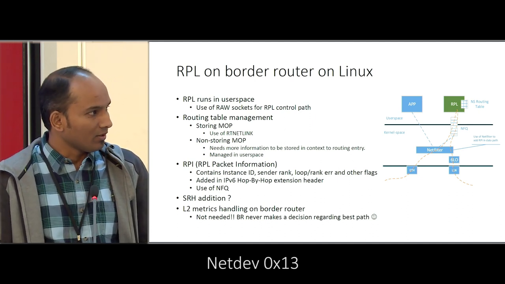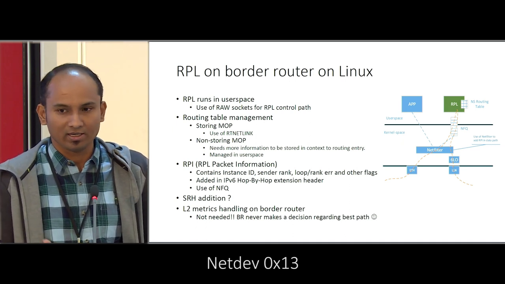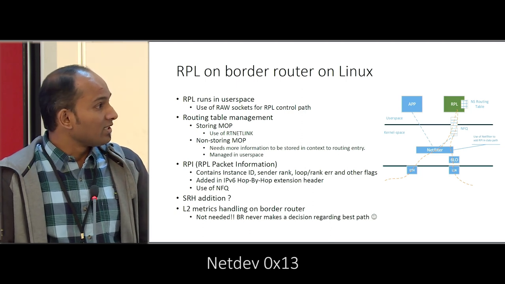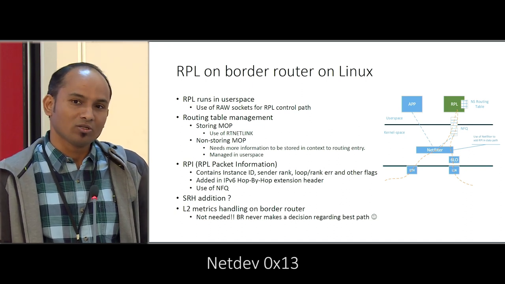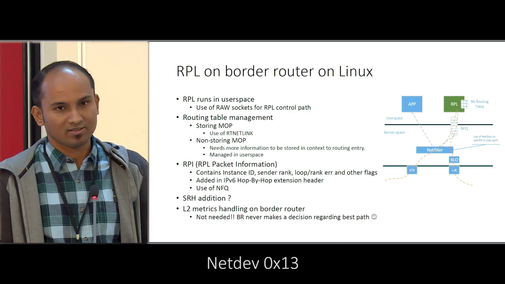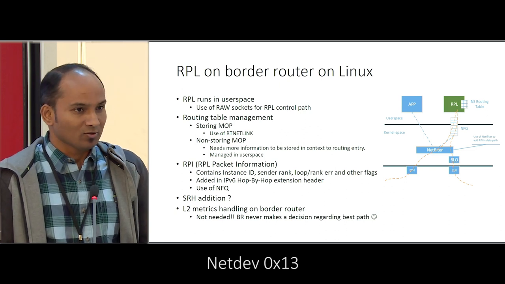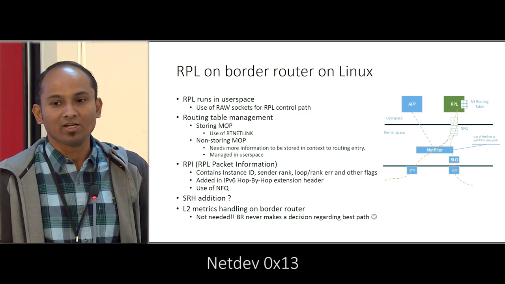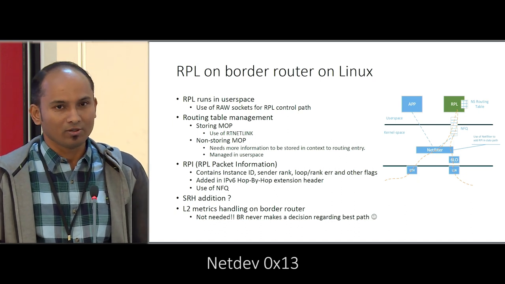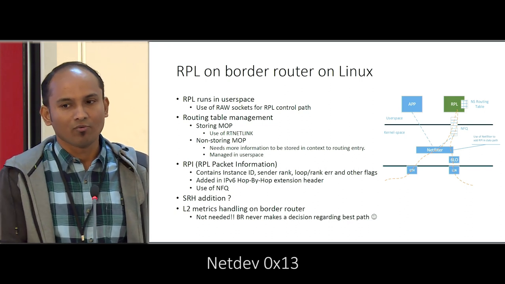Same goes for SRH addition. All the packets have to go to the Ripple daemon in the user space, where the SRH was added and then propagated forward. Interestingly, for L2 metric handling on the water router, there was no need, because the water router does not make any decision based on metrics. It does not have to make any path selection. For our deployment, we didn't face any issues with the metric handling on the water router. Having said that, if we had ended up with something like a Raspberry Pi or any other device as the 6LR or 6LM, we would have required this.